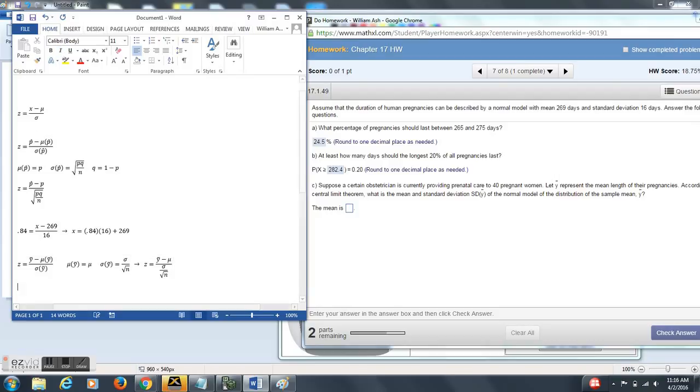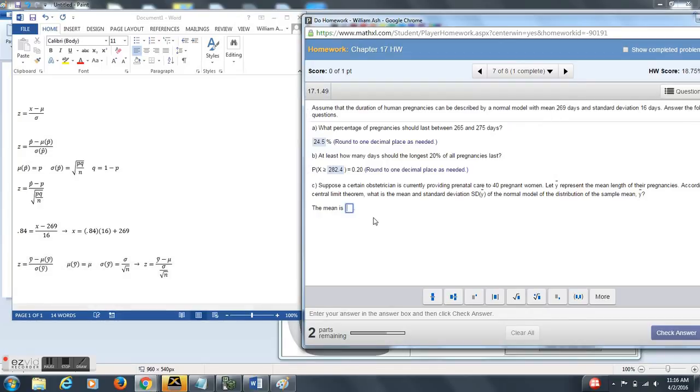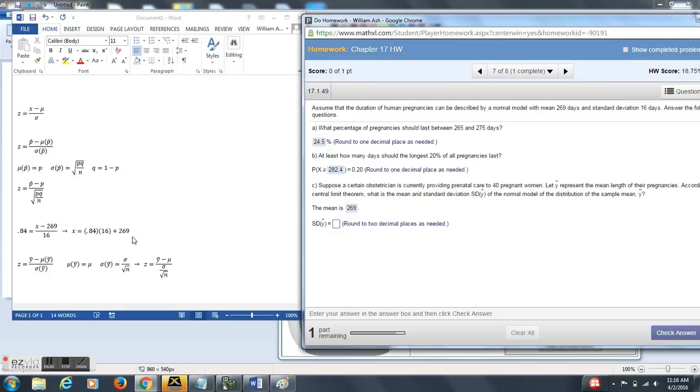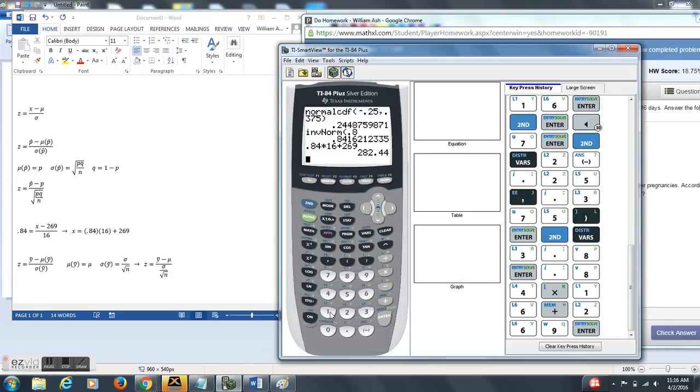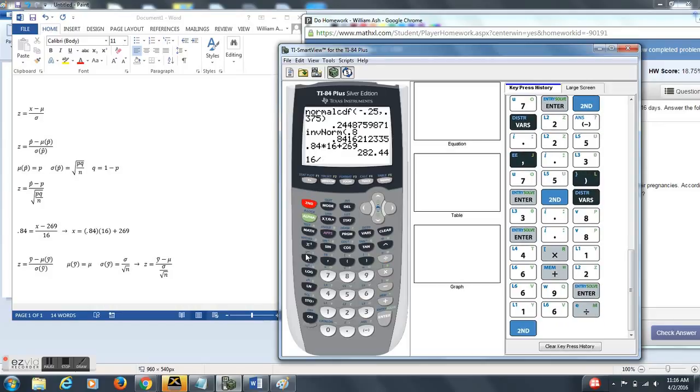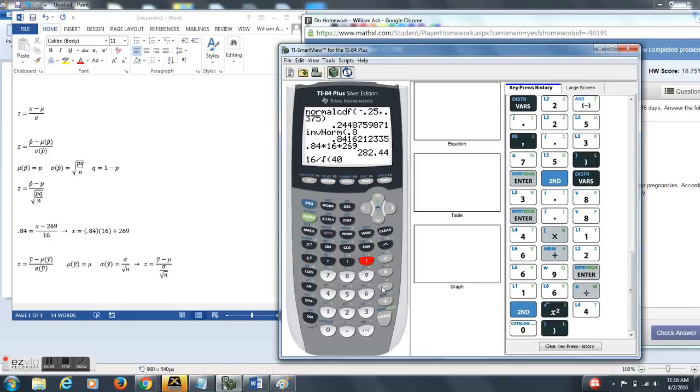So in our case, n equals 40, but the same mu and the same sigma, right? First I want to know the mean. Well, the mean is the same mean. And the standard deviation is just this guy right here, whatever the standard deviation was, 16 over the square root of 40. And that's 2.53.